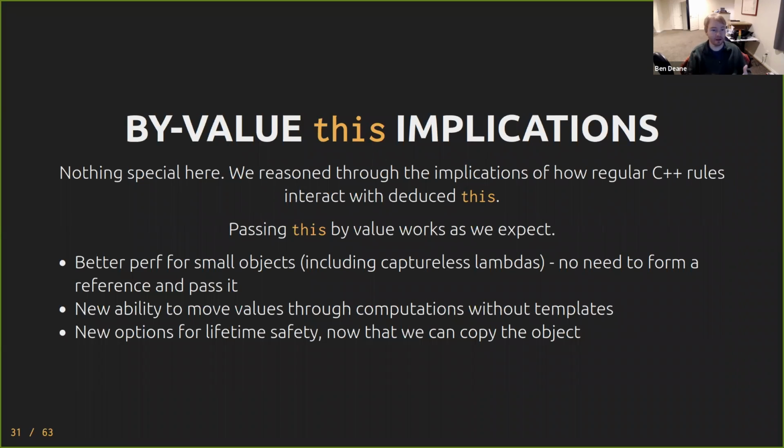Anyway, there's nothing special here. This is regular pass by value. We just have to reason through the implications of how it interacts with deduced this. And what we get is great. We get better performance for small objects that you can pass in registers or that are completely empty. The compiler doesn't need to form a reference and pass it anymore. We get this new ability to move values through chains of computations without templates, without free functions, with regular member functions, and new lifetime safety options, because we can take by value, we get a copy of the object or the moved object inside the function.